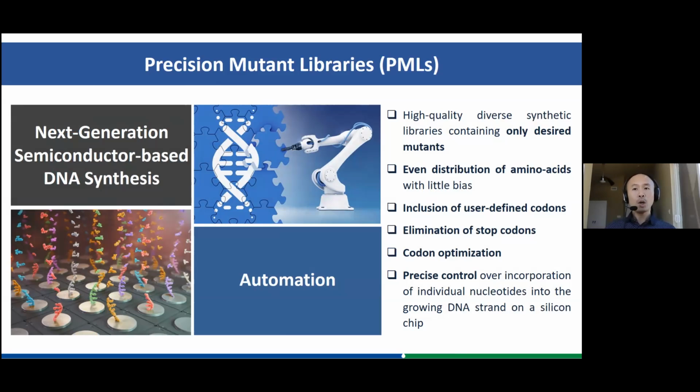Precision mutant libraries are high-quality, diverse synthetic libraries containing only desired mutants. These libraries offer even distribution of amino acids with little bias, inclusion of user-defined codons, elimination of stop codons, as well as codon optimization for specific hosts of interest for enhanced expression. Our precision mutant libraries are enabled only because of our next generation semiconductor-based DNA synthesis technology, coupled with our automation platform. Together, they enable us to precisely control incorporation of individual nucleotides into the growing DNA strand on a silicon chip.